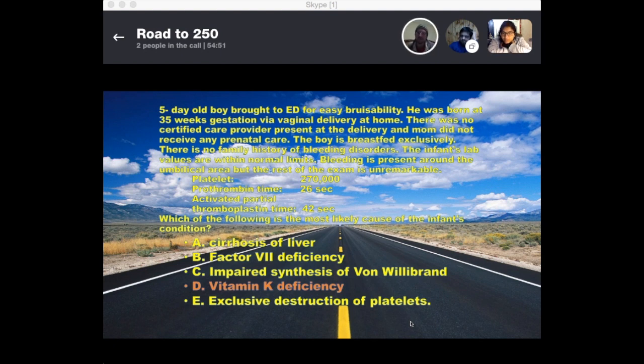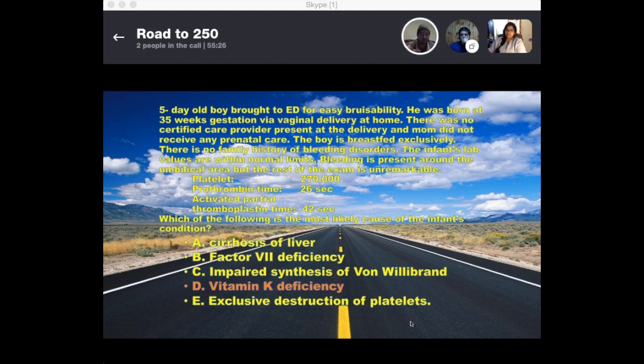So this kid's got easy bruisability. And where do we get our vitamin K from? Gut bacteria? There you go. The normal gut flora, which newborns don't normally have. So very good. Any of these other ones, destruction of the platelets, E, that one would be like TTP or something like that. All these others would manifest later on.